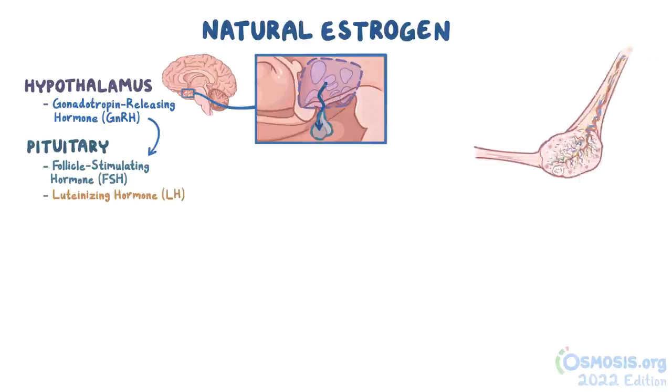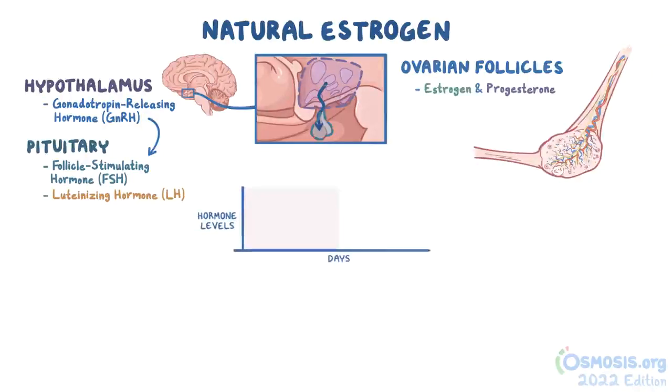FSH and LH make the ovarian follicles, which are scattered throughout the ovaries, develop and secrete the female sex hormones, estrogen and progesterone. These hormones gradually increase during the first 2 weeks of the cycle, called the follicular phase. But estrogen is the main hormone synthesized during this phase.